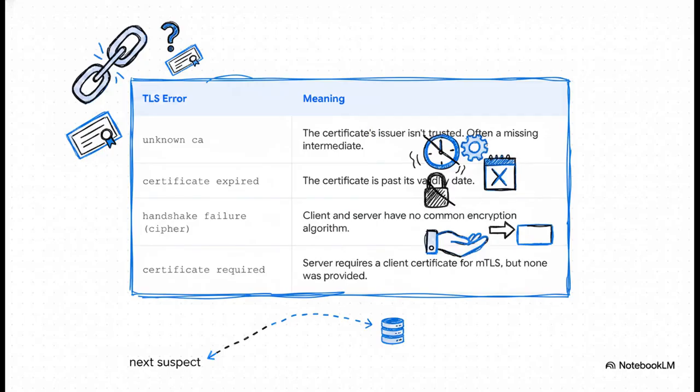As a security engineer, when you dig into the server logs, these error codes are your bread and butter. They're the clues. See an unknown CA error? That's your smoking gun for a missing intermediate certificate, almost every time. Certificate expired? Well, that one's pretty self-explanatory. Handshake failure, cipher, tells you they couldn't agree on how to encrypt the data. And then there's certificate required, which points to something a little more advanced.